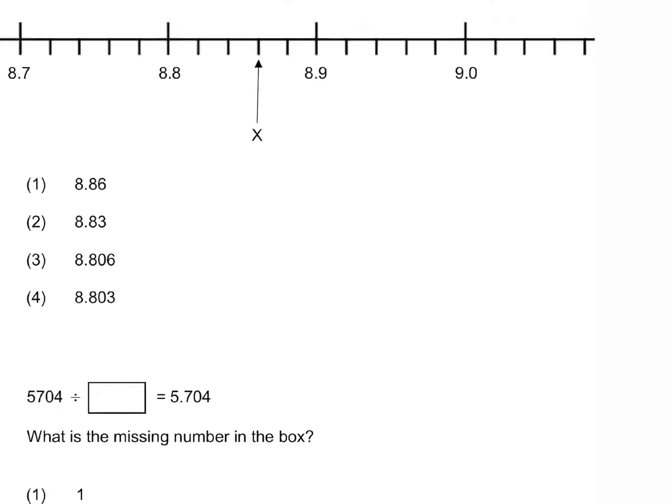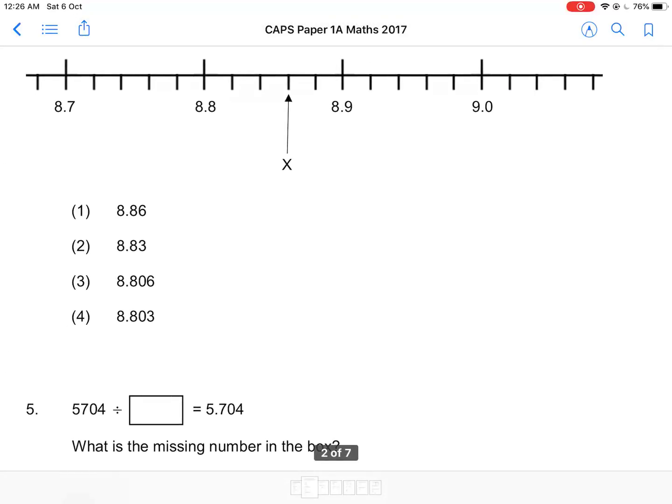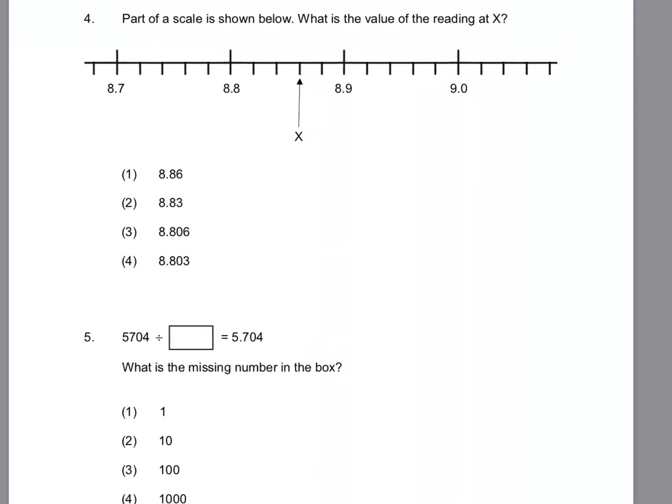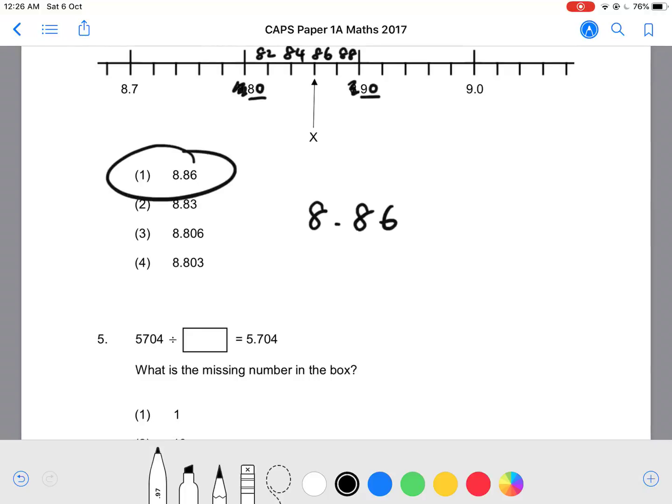Question number 4, for those who are unsure, you know that I like to always make the decimal a little easier by adding zeros at the back. So this is 80 and this is 90. I don't really care about the 8. So 80 to 90, this is 82, 84, 86, 88, and 90. So it will be 8.86 as the answer.